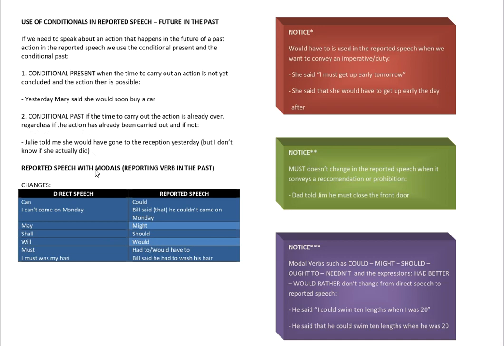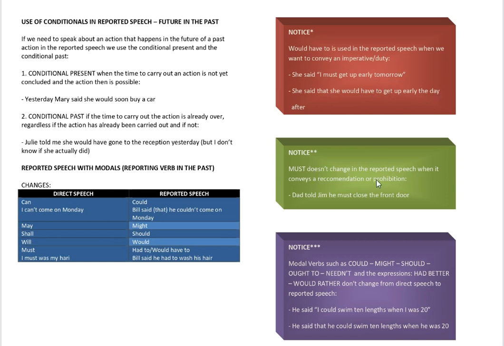What happens with the use of modals? How do they change? This is a table that gives you exactly how every single modal verb changes from the direct speech to the reported speech. It's good to keep at hand so that you can consult it as needed. Pay attention to these three notices. Would have to is used in the reported speech when we want to convey an imperative, a duty. So she said in the direct speech, I must get up early tomorrow. In the reported speech, it becomes, she said that she would have to get up early the day after.